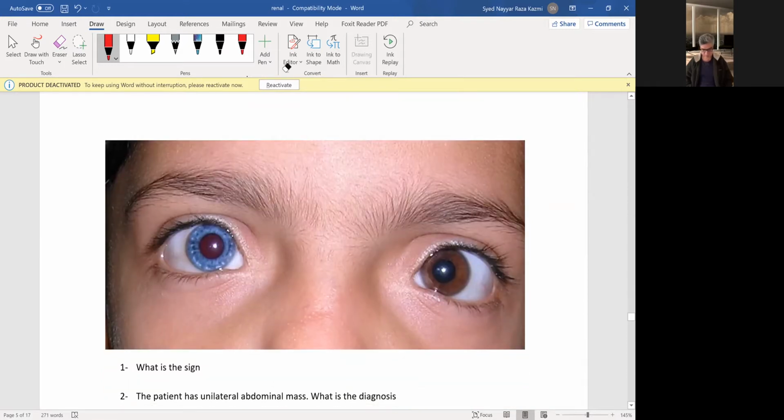So this is a picture here. You can see that one iris is different from the other one, and this is known as heterochromia iridis. There are different conditions associated with this. If he has a unilateral abdominal mass with the diagnosis, it can be associated with Wilms tumor, nephroblastoma. Rarely it could be associated with neuroblastoma as well, but mostly Wilms tumor. So you have to exclude that.